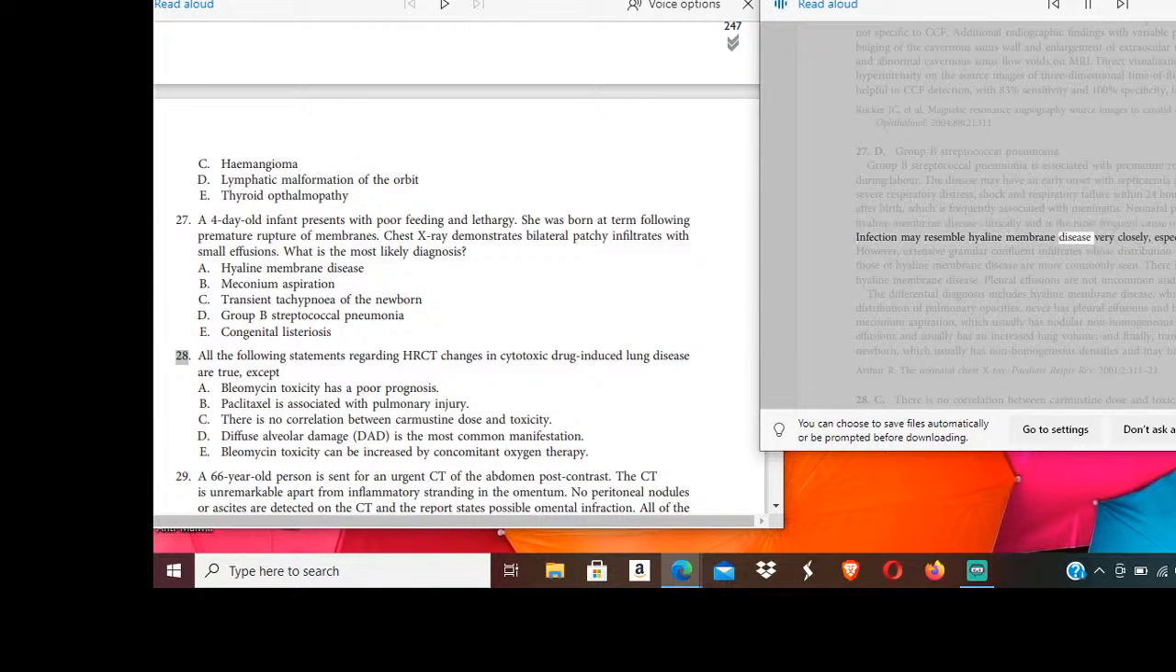Infection may resemble hyaline membrane disease very closely, especially in smaller infants. However, extensive granular confluent infiltrates, whose distribution is often less uniform than those of hyaline membrane disease, are more commonly seen. There is also less atelectasis than in hyaline membrane disease. Pleural effusions are not uncommon, and the lung volume is normal.